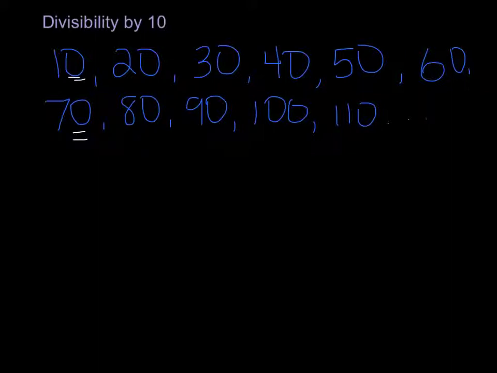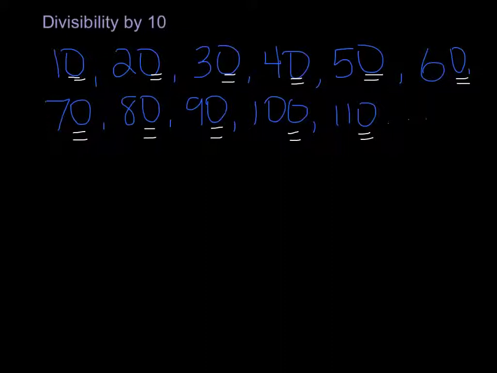Every number, every multiple of 10 has a 0 in the ones column. So that's our divisibility rule for 10. A number is only divisible by 10 if there is a 0 in the ones column, or in the ones place. And that's where we see that relationship with 5, right?